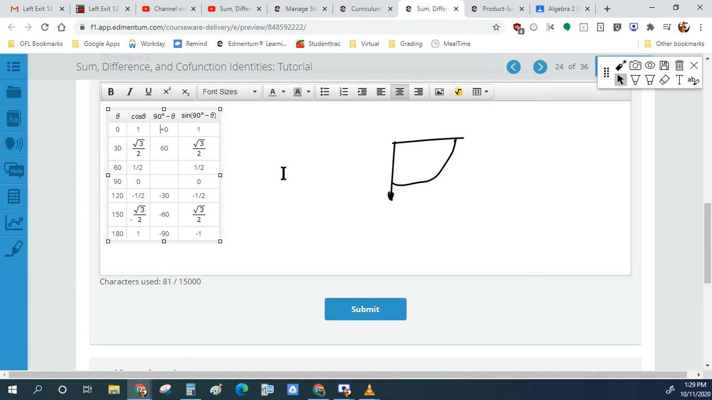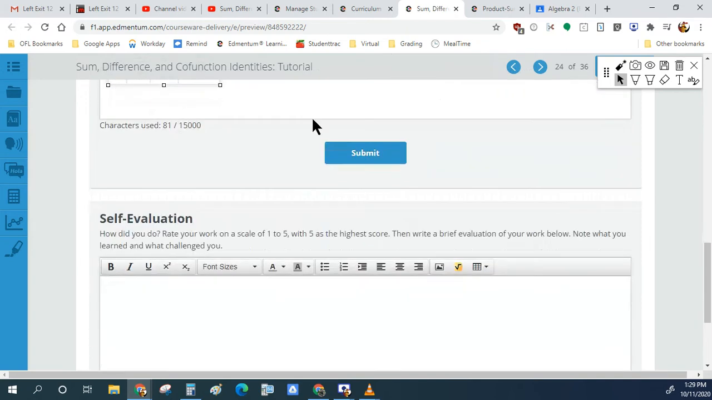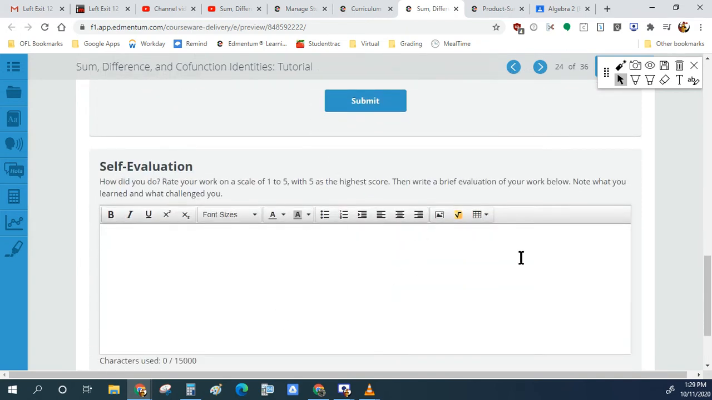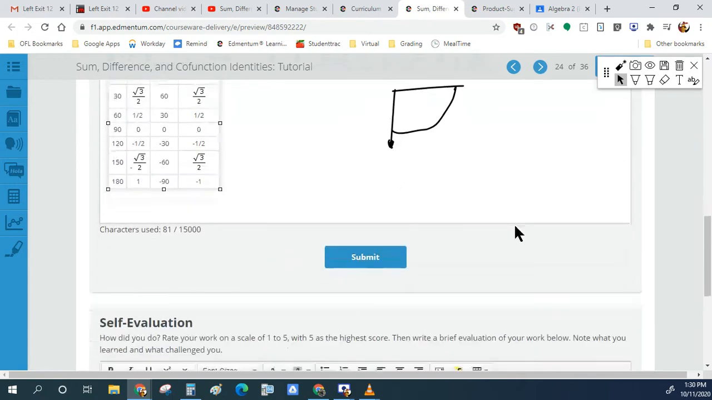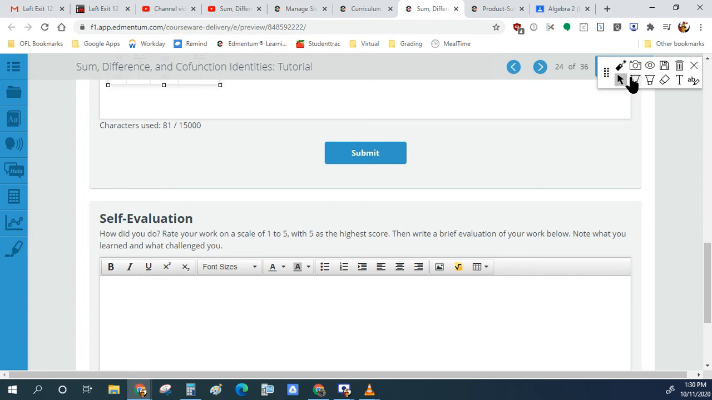So this is the interesting thing about cofunctions. So cosine and sine are cofunctions, meaning that they're kind of complementary. 30, and this will be 0, and then after that we go negative. All right, cool. So self-evaluation, this is mainly just the interesting part of this. Every time I do cofunctions, I'm like, why does this work again? And it just kind of does.